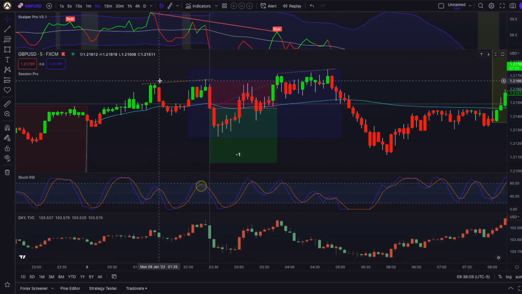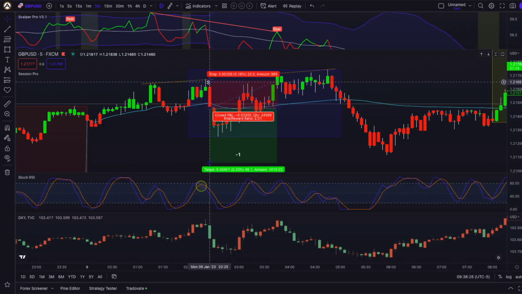Alright, so we get started with this first trade right here. We open up during the London kill zone. We had our stochastic RSI crossover right here, but we are still above the VWAP, this blue line here, from the Session Pro indicator, also a free accumulation zone indicator.